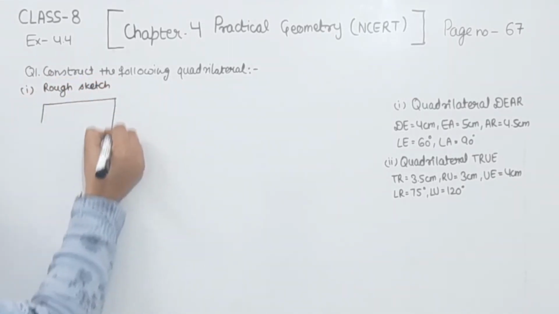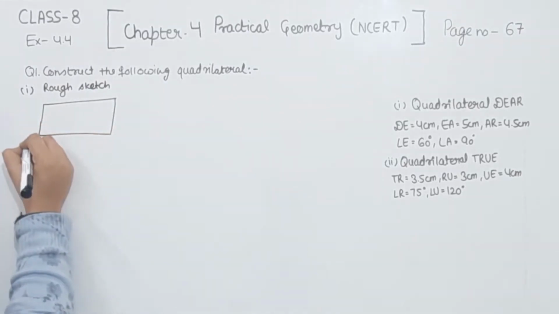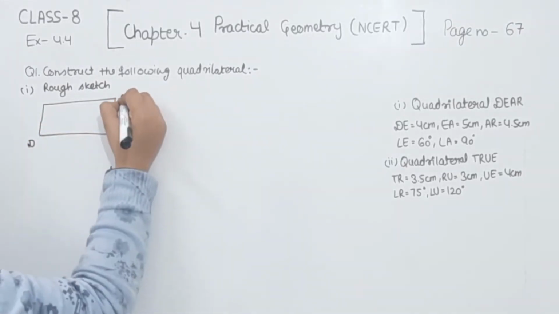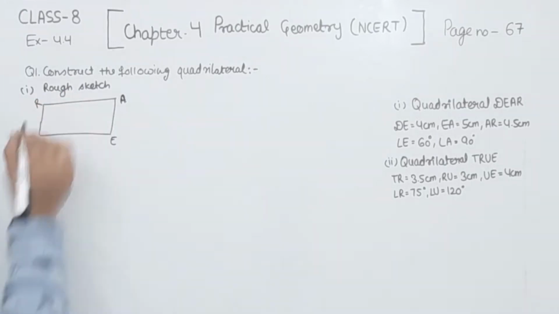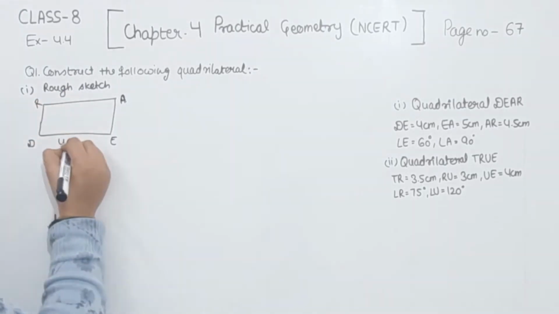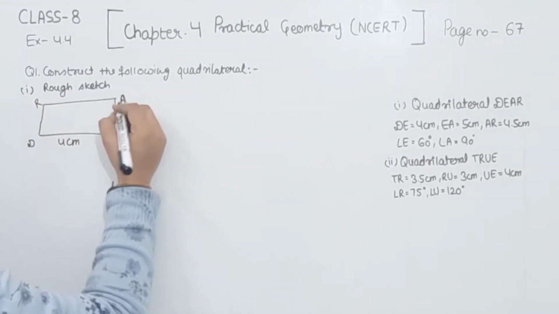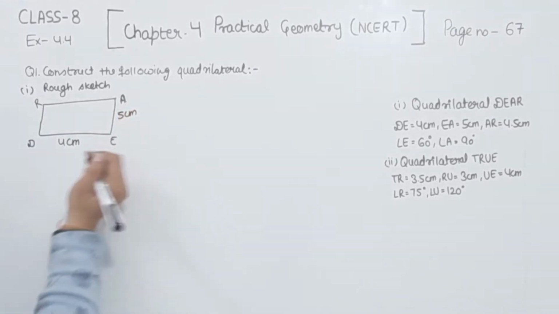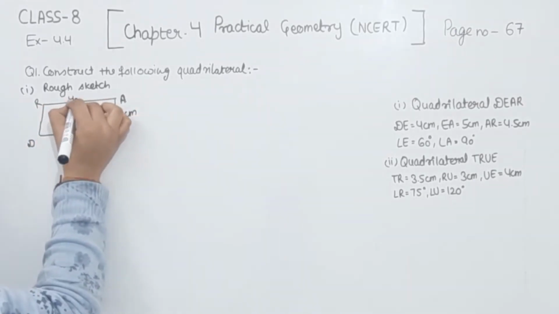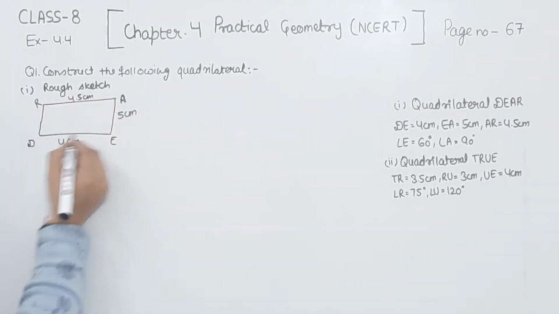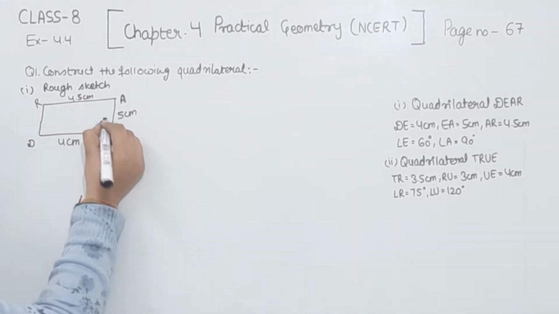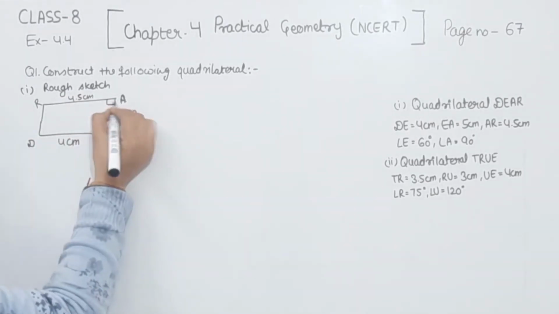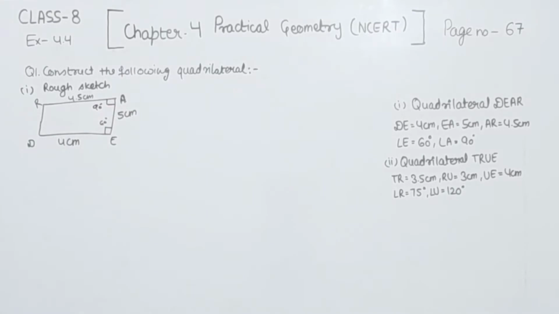First of all, we are going to draw the rough sketch. So this is the rough sketch we are having: D, E, A, and this is the R. Now DE is equal to 4 centimeter, EA is equal to 5 centimeter, AR is 4.5 centimeter, angle E is 60 degree, and angle A is 90 degree. Now we are going to construct this one.